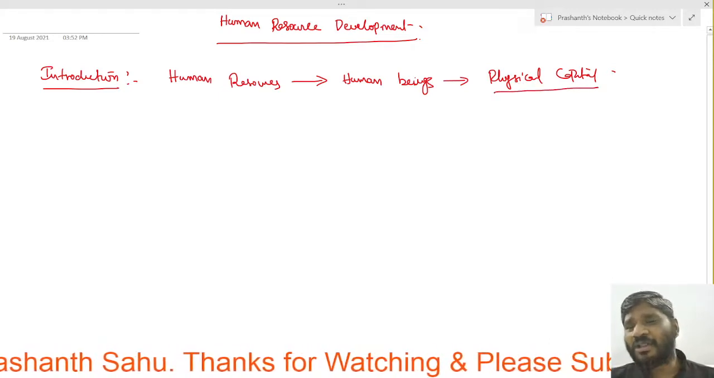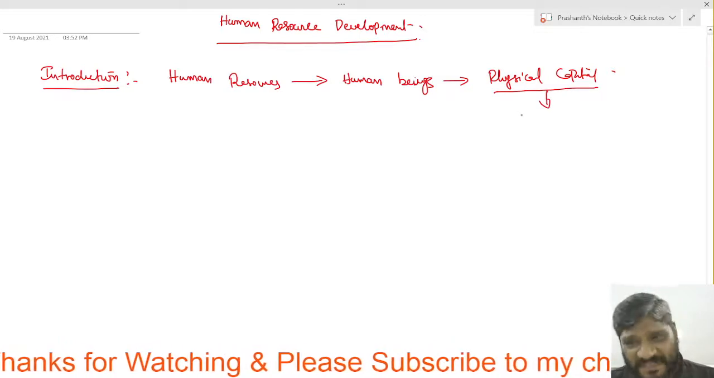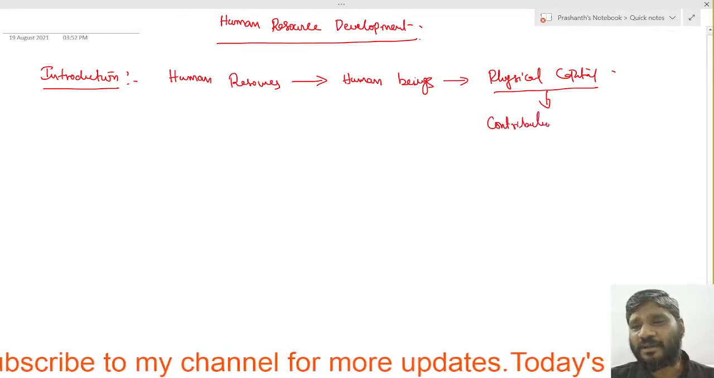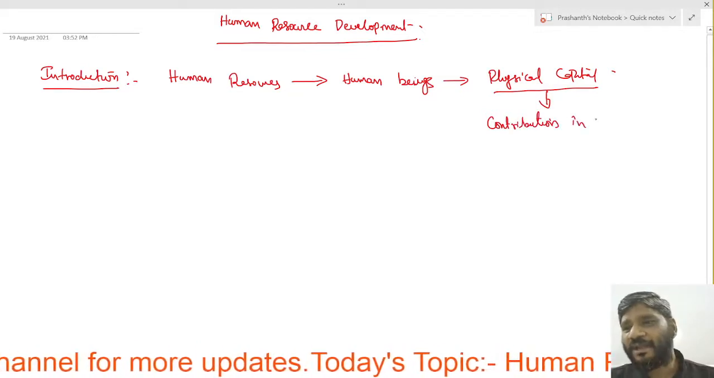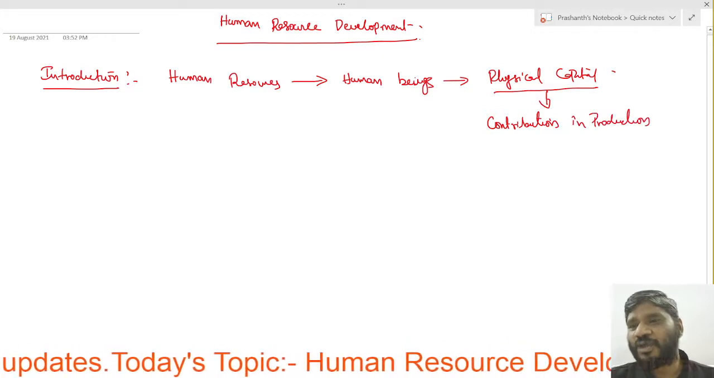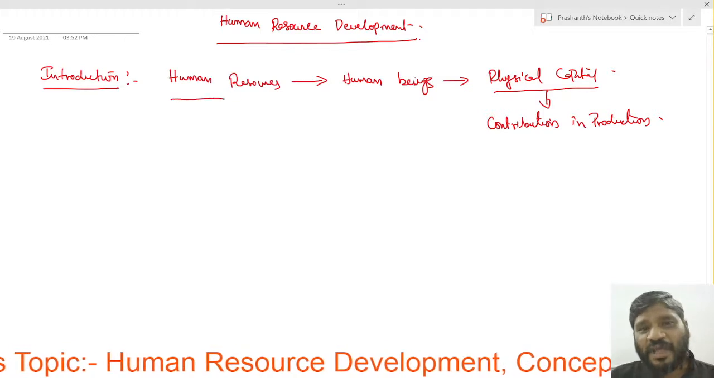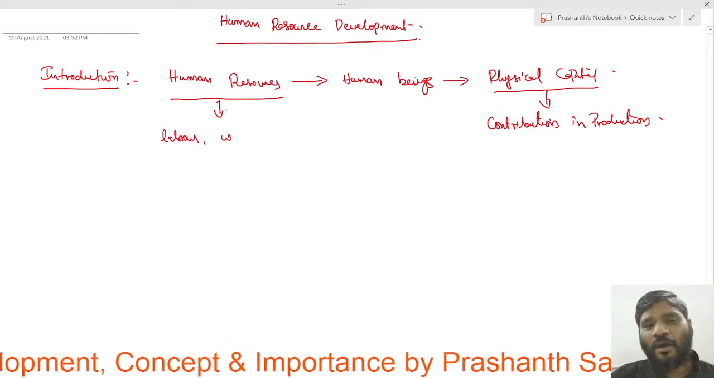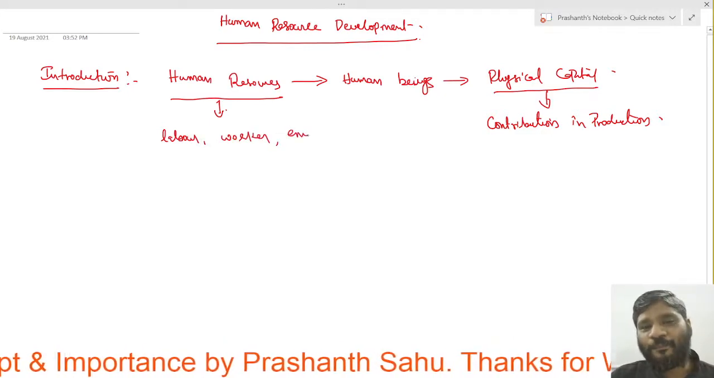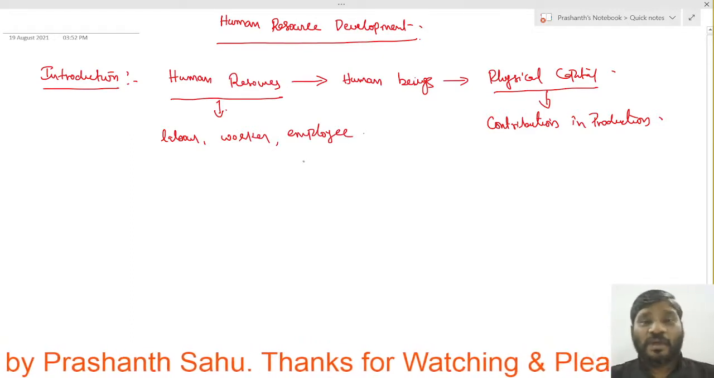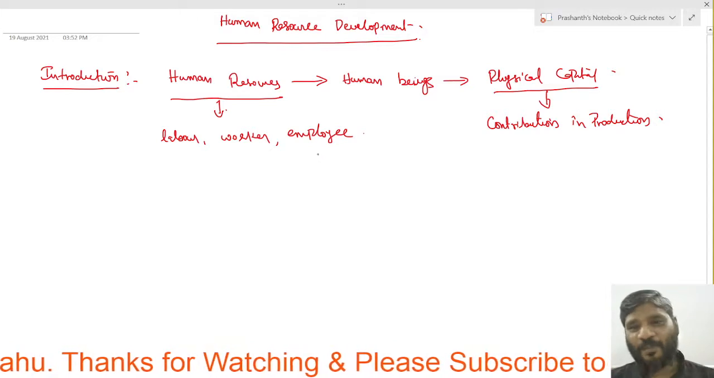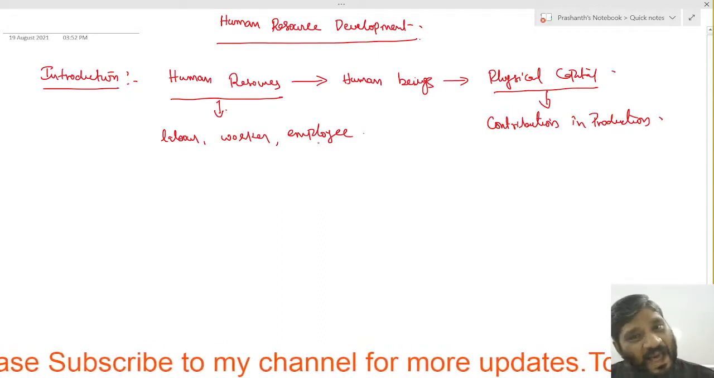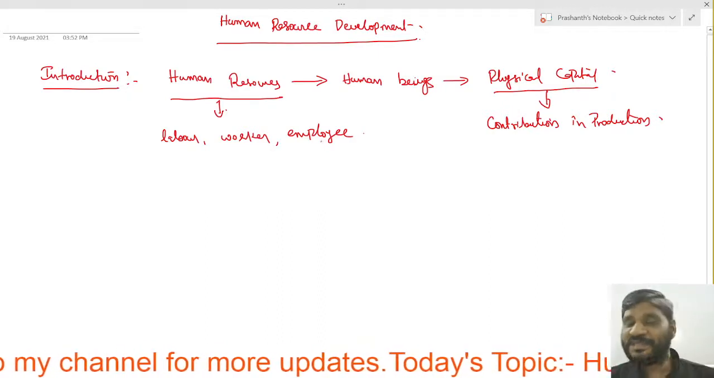Because all the human resources are the physical capital, because they used to make a contribution in production. They contribute to production because the human resources work as a labor or a worker or employee. We used to work. Being said that we are all labor or worker or employee, but are all human resources labor, worker and employee? It's a big question mark.